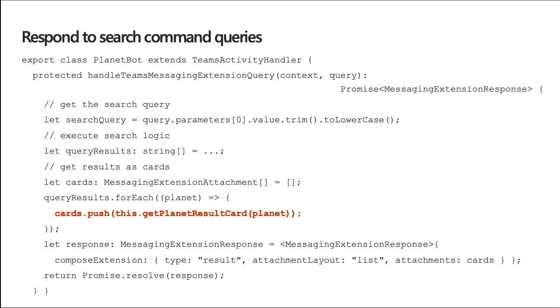The method handle Teams messaging extension query is called by the bot framework SDK when a message of type compose extension query is received. And the attachment layout property can either be a list of results containing thumbnails, text and text fields, or a grid of thumbnail images. The attachments property is used when a type is set to result and contains an array of supported cards.